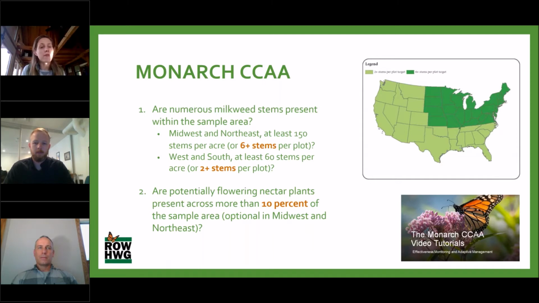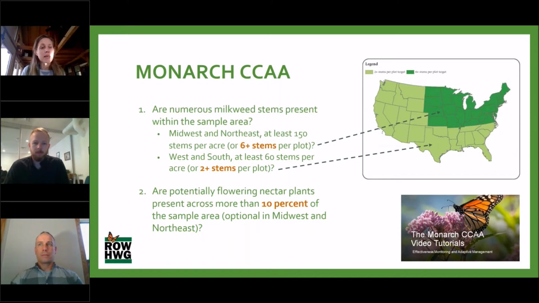One is to assess whether milkweed is present on your plot. And there's actually 2 thresholds that are used. And you can see here in the map off to the right, the dark green Midwest Northeast region has a minimum threshold of 6 milkweed stems or more per sampling plot. So you have to exceed that threshold in order to meet the minimum requirements of maintaining monarch habitat. And in the west and south, so the lighter green portion, that threshold is 2 milkweed stems or more per plot.